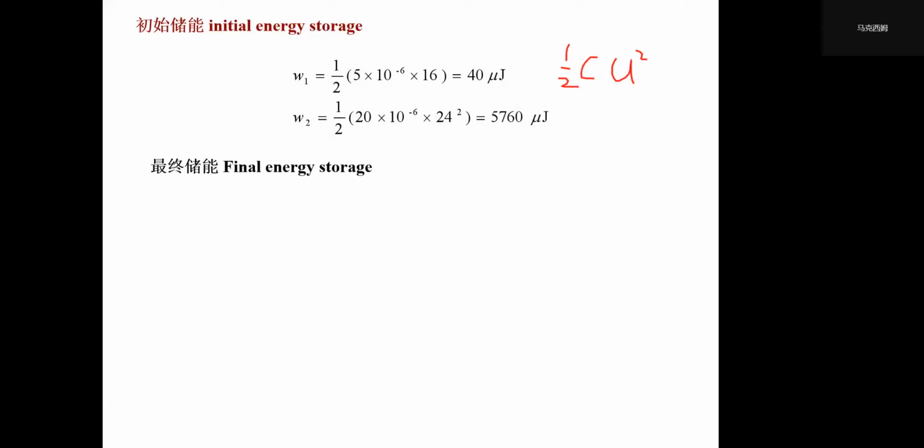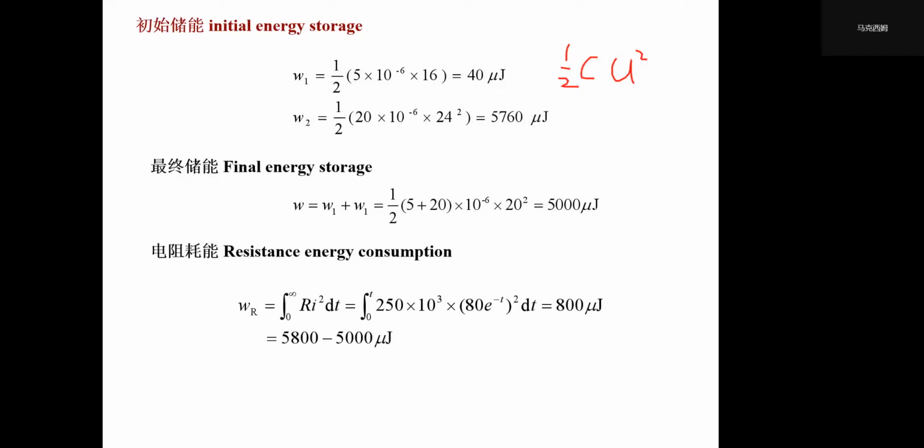So let's see the final energy storage, and we can just add them together. So it's 500,000 millijoules. And the resistor energy consumption, you can see, is like this.